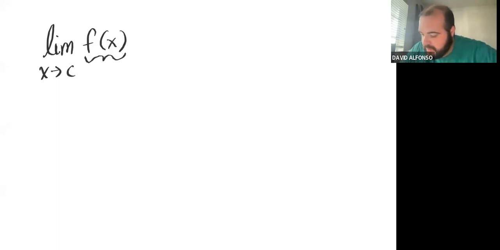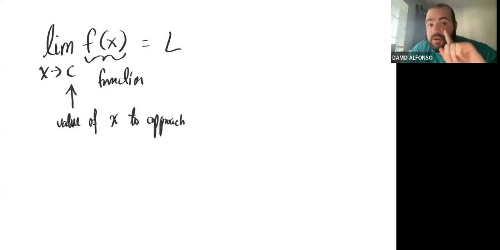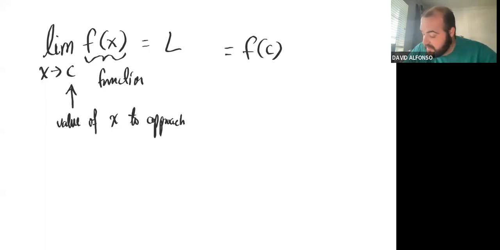So again, the limit notation was like this. This here is the function. This here is the value of x to approach. And the solution to this is the value that it approaches. Again, not the value that it is. So just because this is true doesn't mean that this is equal to f of c. That's not guaranteed by a limit. So that's why what you care about is what it approaches.